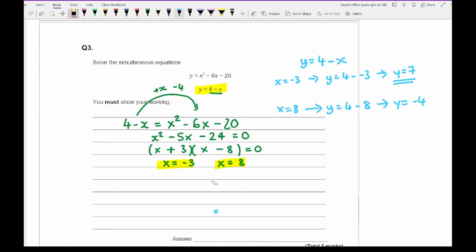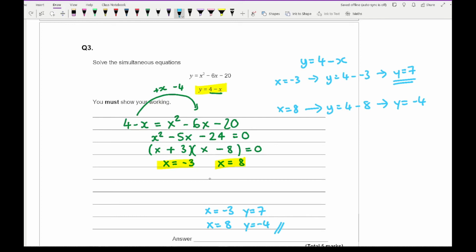So this doesn't refer to a graph, so I don't need to write my answers as coordinates. So when x equals minus 3, y equals 7. And when x equals 8, y equals minus 4. And there is my final answer.